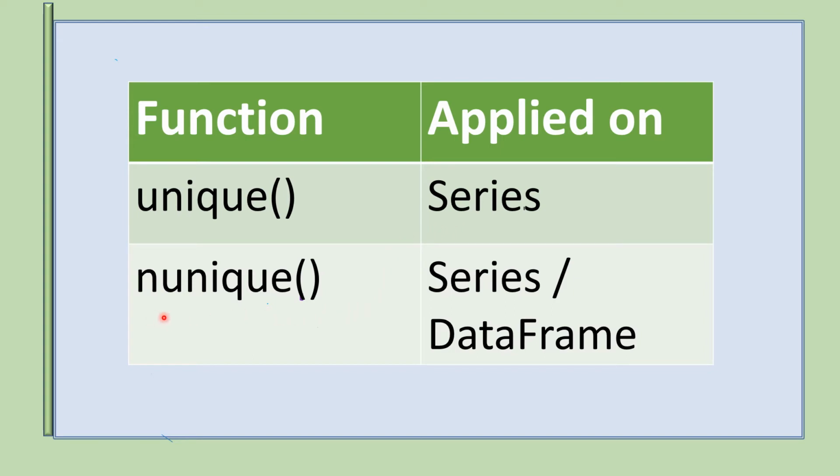Now moving on to the nunique function. Through this function, we get the unique values that are present within a particular column. Again, the best part about it is that it is pretty flexible, that is, it can be used on both a series as well as on a data frame.